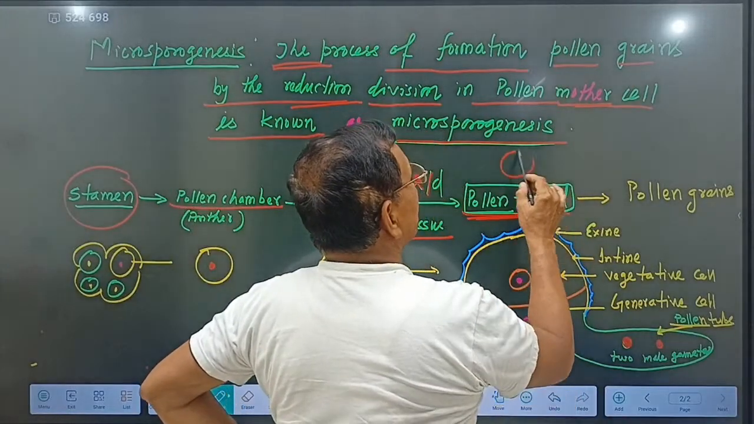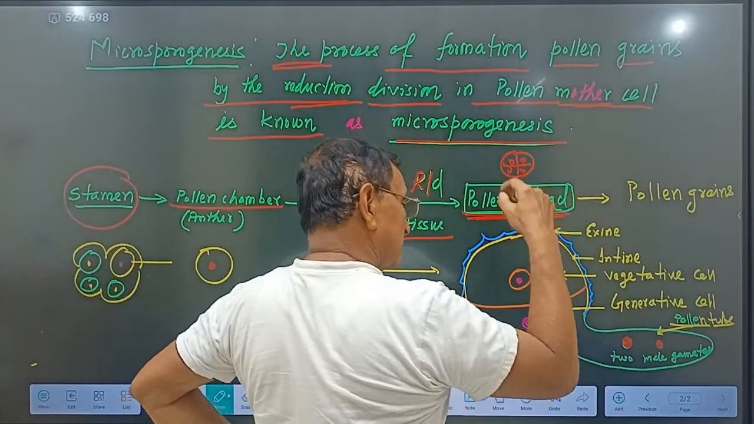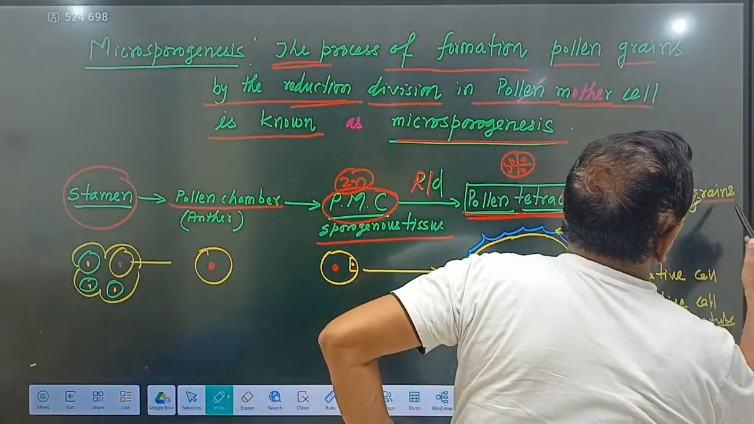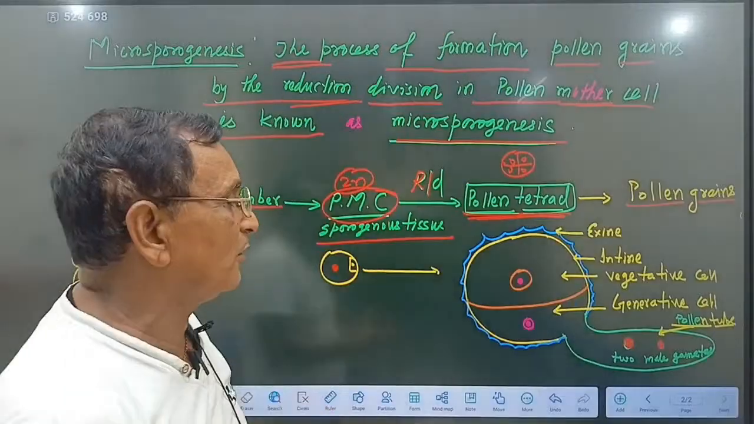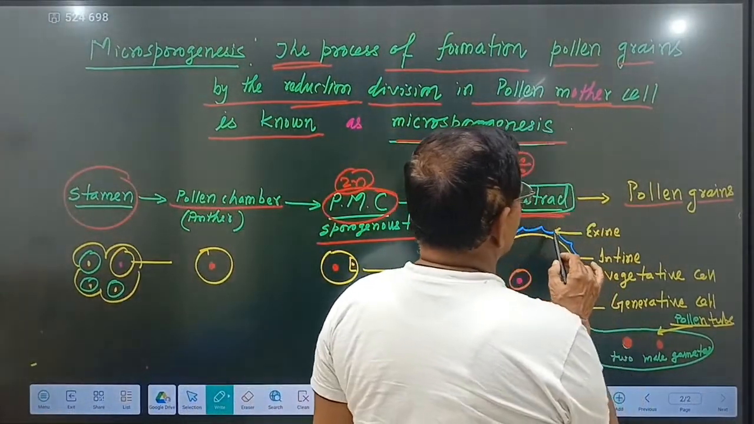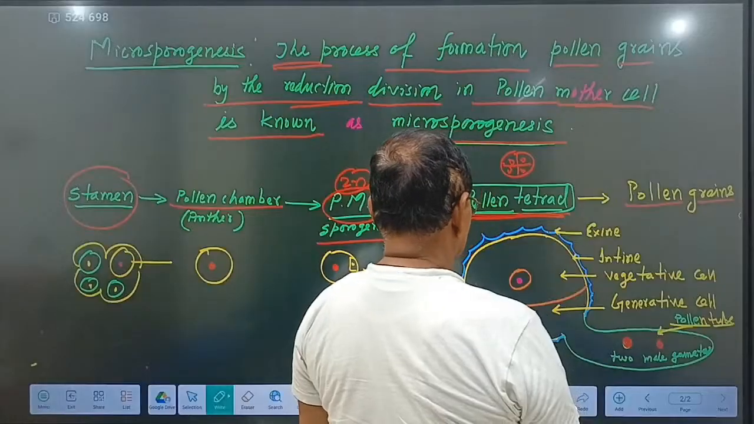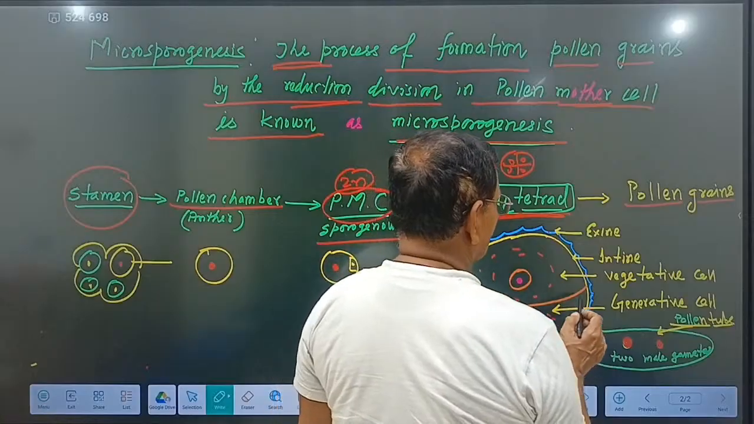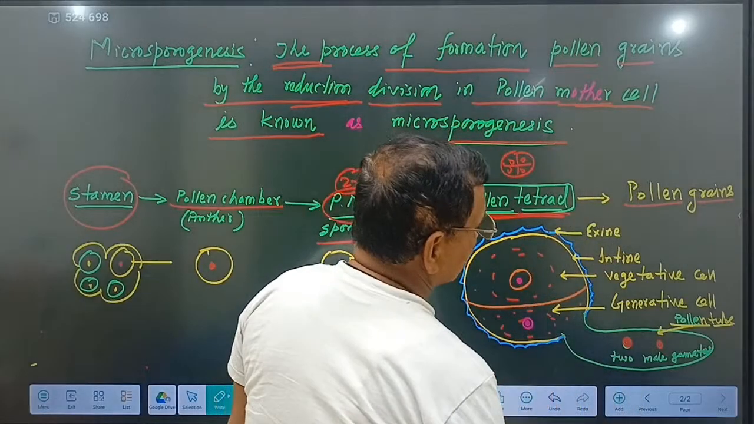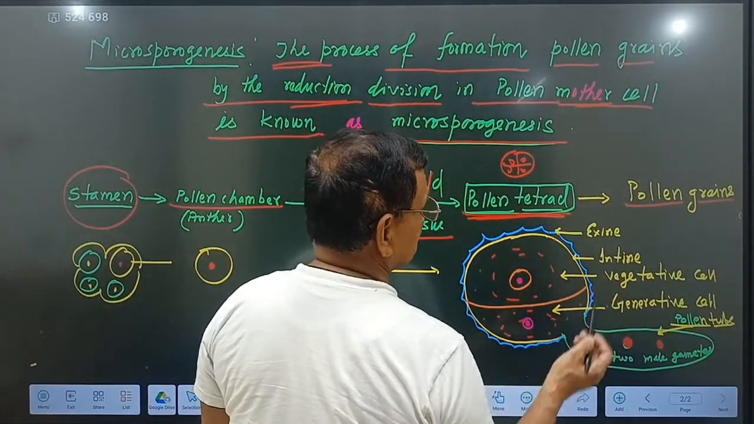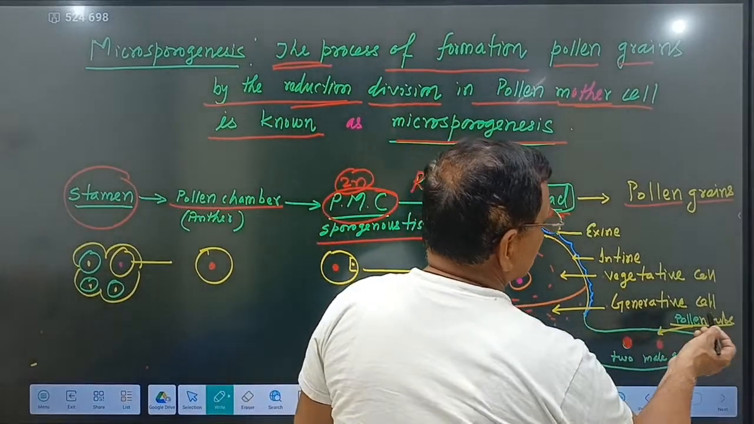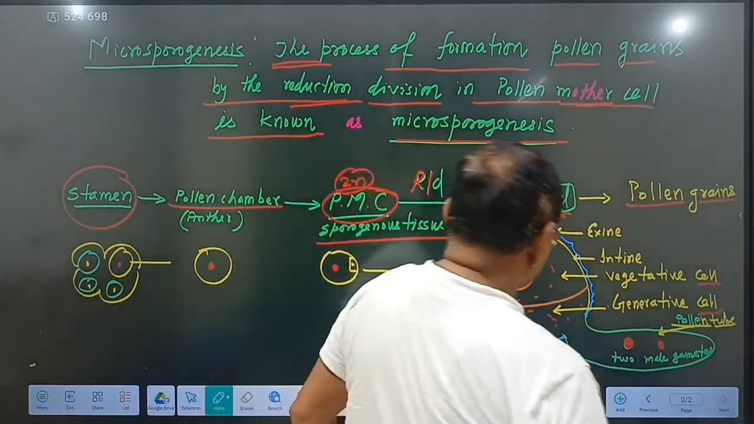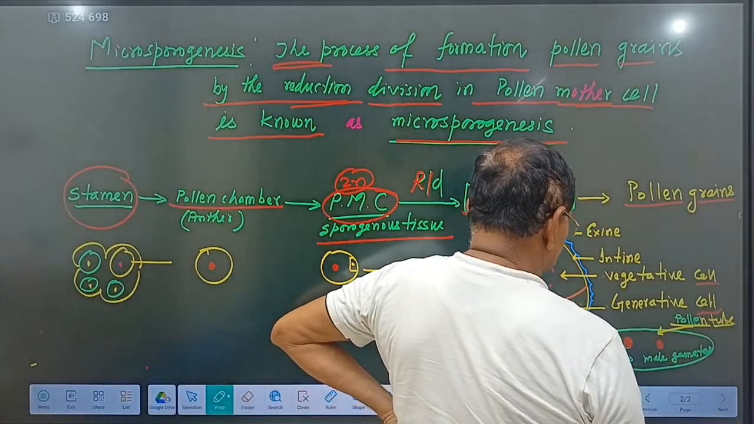And out of the four in the pollen tetrad, each one develops into a mature pollen grain by changing its form, which at maturity has exine, intine, and this one is the vegetative nucleus, and the smaller one floating in the vegetative nucleus is the generative nucleus. So there is a vegetative cell and a generative cell, with the vegetative nucleus and the generative nucleus.